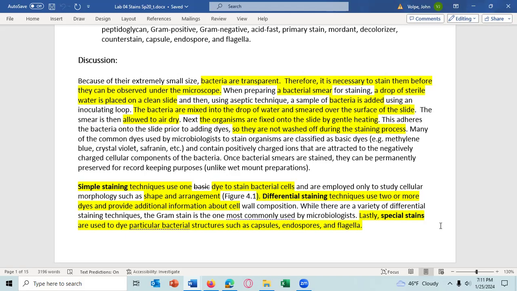Lastly, special stains are used to dye particular bacterial structures, and we're going to talk about 3: staining for capsules, for endospores, and for flagella. And these are called the capsule stain or the negative stain, and the endospore stain and the flagella stain.